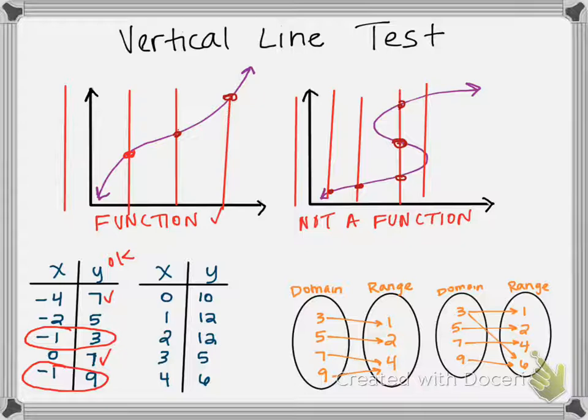1 going to 9. The reason that's not okay is because think back to the machine. If I give the machine a negative 1, it needs to give me back a number. And based on this, the machine wouldn't know whether it should give me a 3 or a 9. It'll be confused. So this is not a function. You cannot have multiple x's that are the same going to different y's.